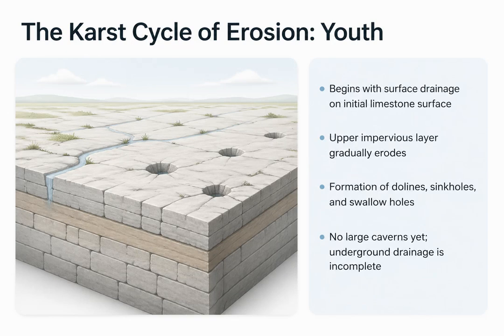Just like river systems, karst landscapes go through a distinct cycle of erosion, starting with the youth stage. In this early phase, water still flows mostly on the surface of the initial limestone layer. As the upper impervious rock is gradually eroded away, the first dolines, sinkholes, and swallow holes begin to form. At this point, the underground drainage system is still incomplete, and no large caverns exist yet.